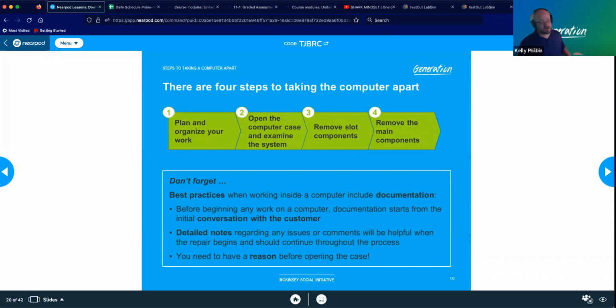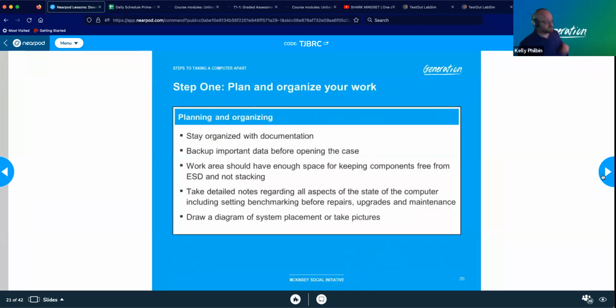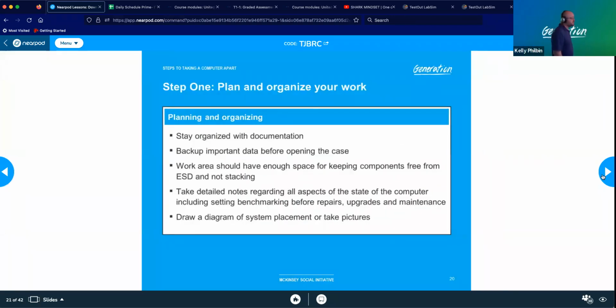So we want to plan and organize our work. We want to have a clean work area where we're going to be taking these things apart, enough space where we can set components out without stacking them on top of each other. Because if you stack components on top of each other, you can cause an unintentional short, damaging the components. You can have an ESD, or electrostatic discharge, which can destroy chips on your components. We don't want to do that.